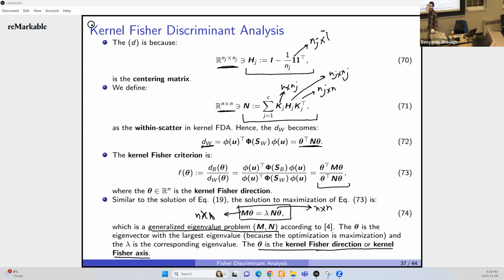So far, did you understand it? So what is the dimensionality of theta? It will be n-dimensional. Do you see the difference? In Fisher discriminant analysis, the dimensionality of the solution, the eigenvector, was d-dimensional. Now the eigenvector is n-dimensional.